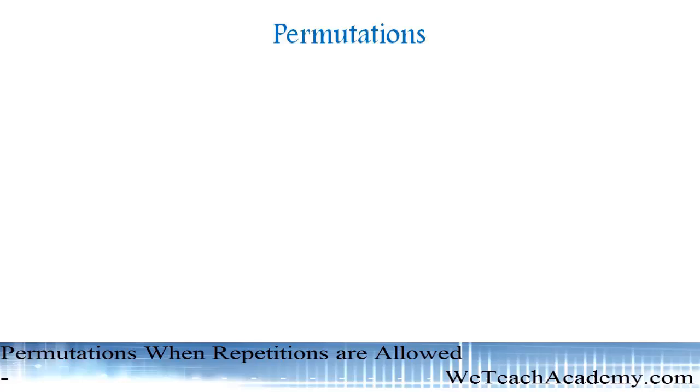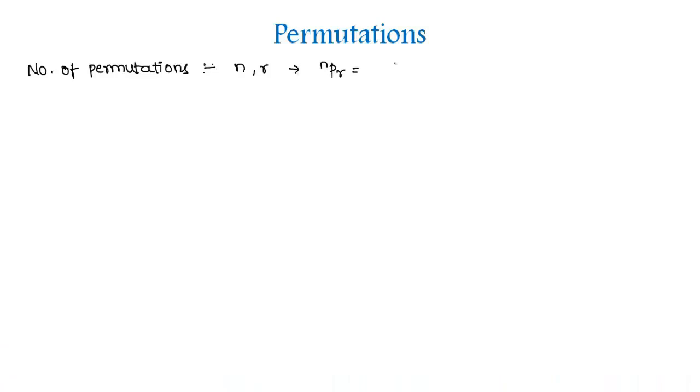Hello friends, in our previous section we have learnt that the number of permutations of n dissimilar things taken r at a time is given by nPr, and its formula is n factorial divided by (n minus r) factorial. So this formula is used when repetition is not allowed.